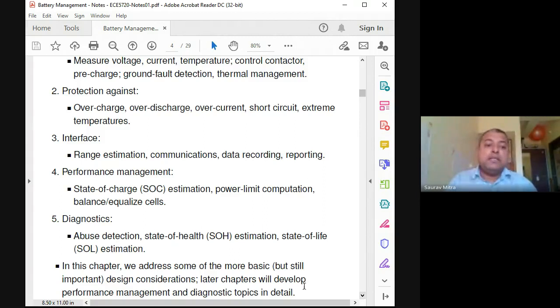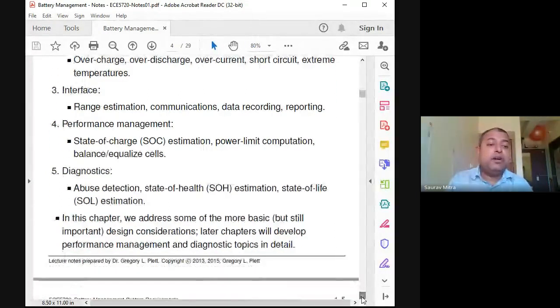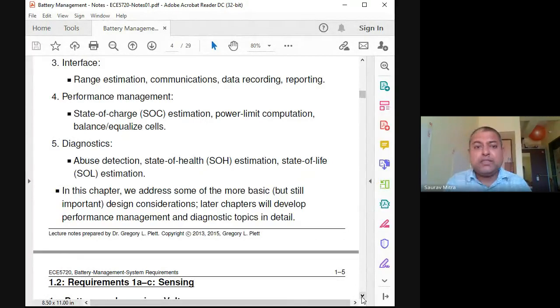So for that also energy is required, with the other car and inside this vehicle: how the communication is taking place, how much communication has to be done. So all those things, data recording, reporting, are mainly the interface part. Performance management: state of charge. SOC, we have studied what is the definition of SOC. Power limit computation, balance and equalize cells. So this is the main important part, performance management.